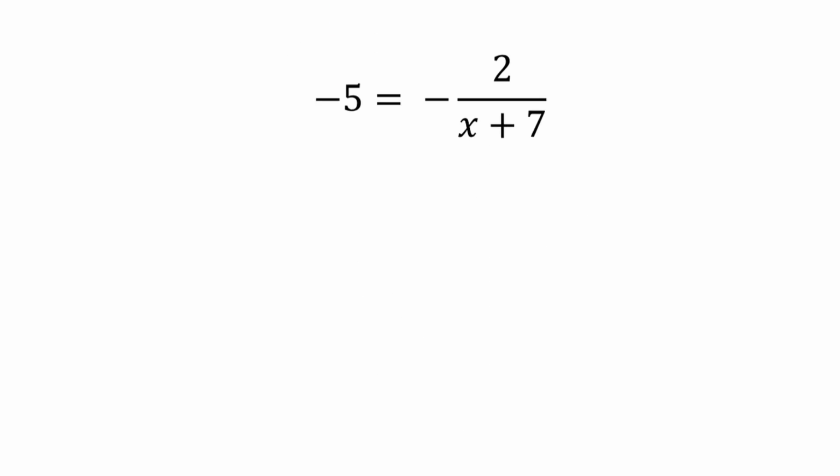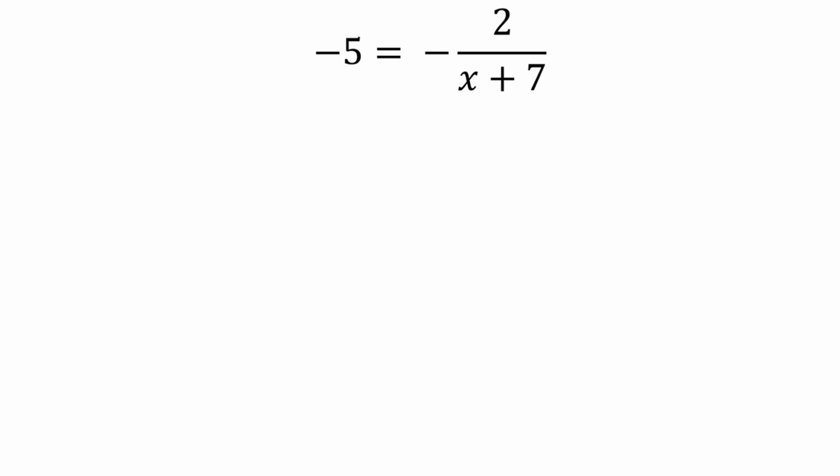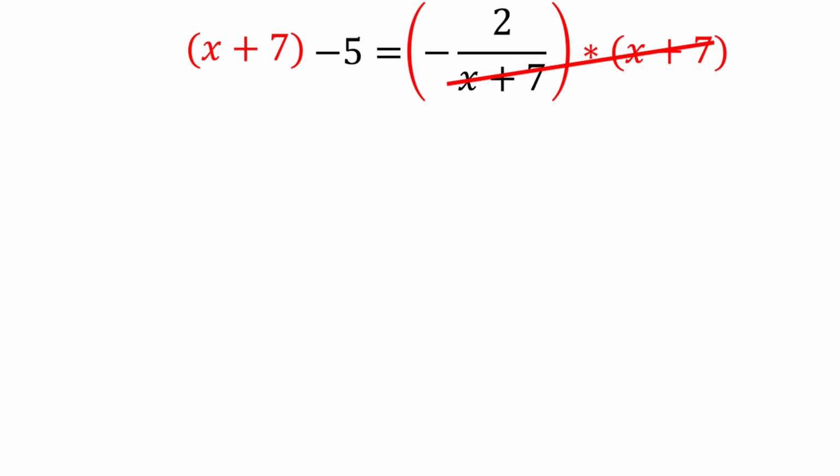If you have something like this, with an expression involving x plus a constant, you can use the same exact process to solve for x. The only difference is, now you need to multiply both sides not just by x, but by x plus 7. This will cancel the x plus 7 from the right-hand side, and leave us with negative 5 times x plus 7 on the left-hand side.